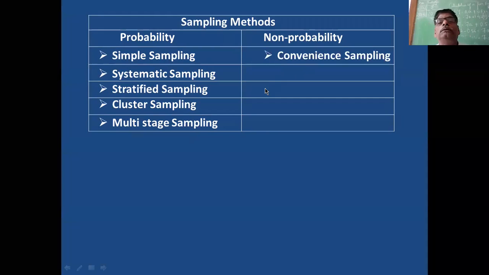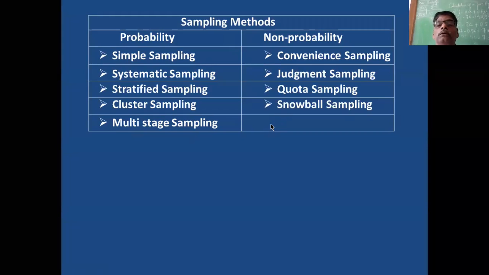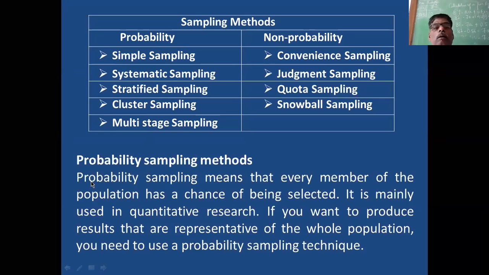And non-probability samplings are: one is convenience sampling, second is judgment sampling, third is quota sampling, fourth is snowball sampling. Okay, these are the types or methods of sampling: probability based, non-probability based. What is probability based sampling and what is non-probability based sampling? So the probability sampling method.